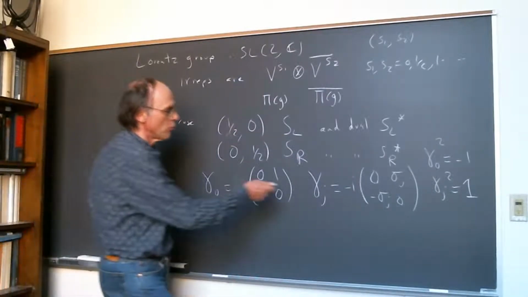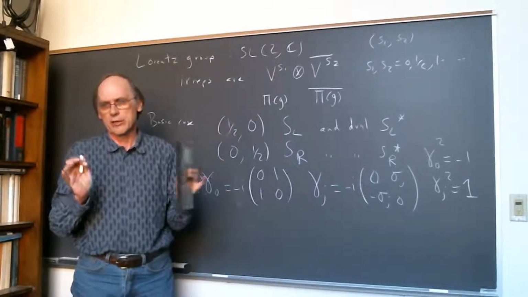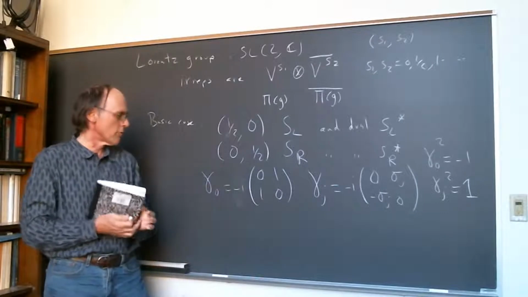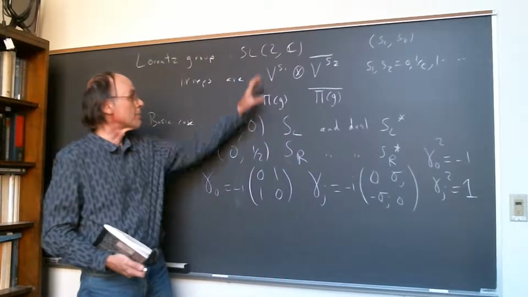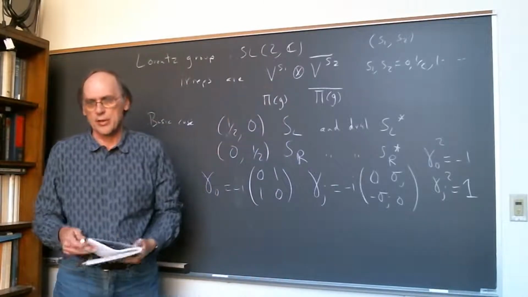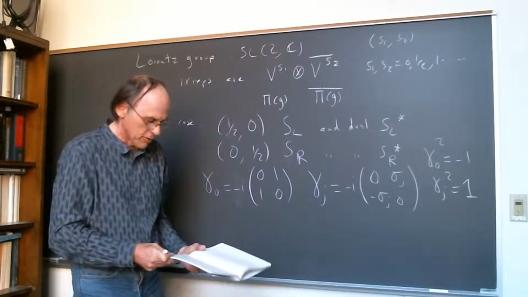But this is only one representation of the Clifford algebra as matrices, though it's the one which I think is clearest for explaining how this group is acting. So let's see what else I want to cover.